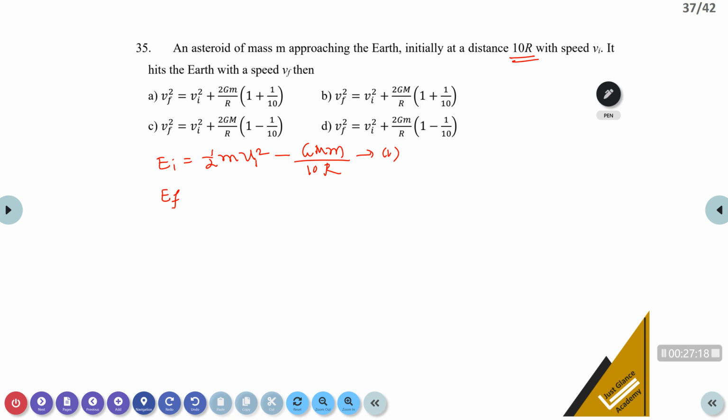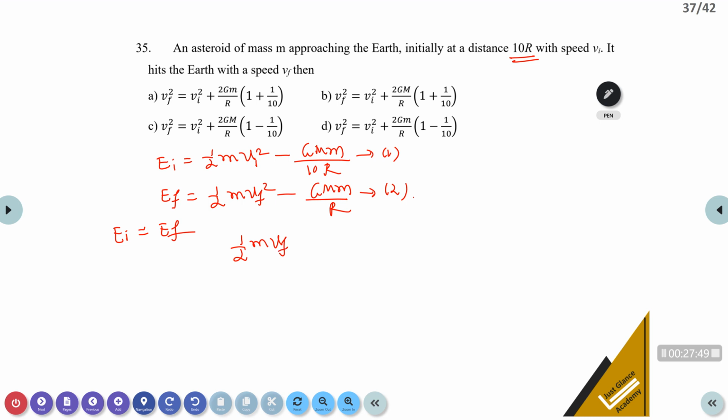Then E final equals half m Vf squared minus, at the surface now, GMm divided by r. This is equation number 2. Now, according to the law of conservation of energy, E initial equals E final. Simplify it.